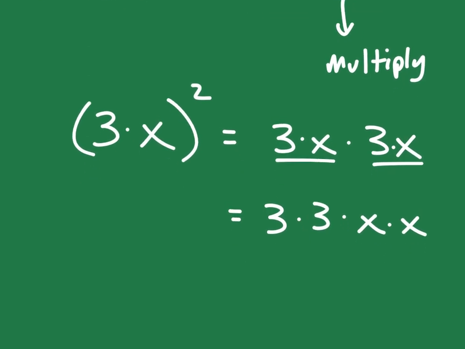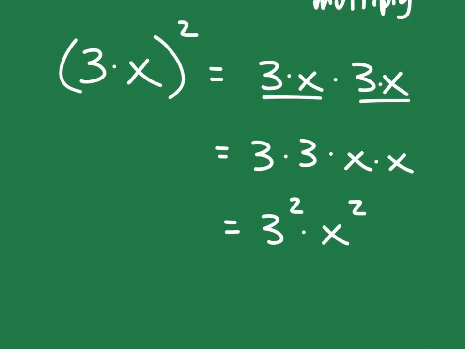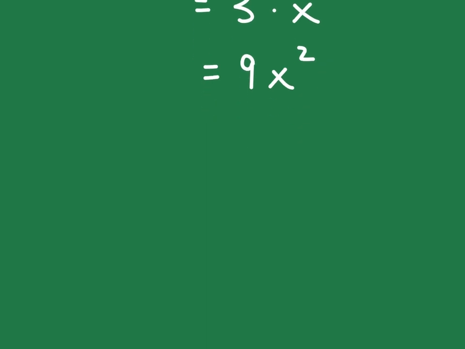And so what we end up getting from this is we can write 3 times 3 as 3 squared, and then we can write x times x as x squared. All right, so you're taking each of these numbers inside of your parentheses, and you're squaring each of them. All right, so the end result here would end up being 9 then x squared, okay? Let's look at another example, all right?